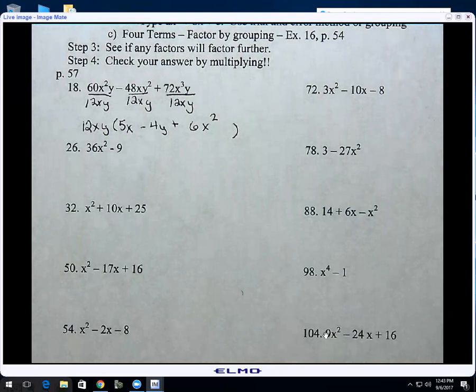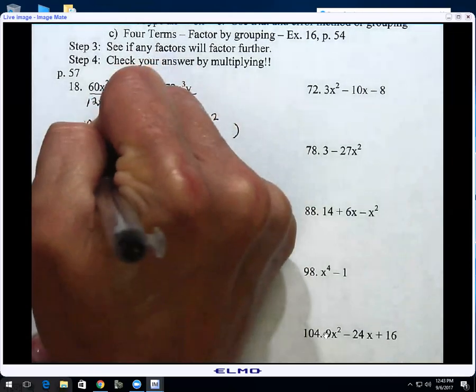Now, number 26. What's the first thing you ask yourself? Is there a greatest common factor? Now, the first thing I notice about 26 is, hey, that's the difference of two squares. 36x squared is a perfect square, 9 is a perfect square, and they're subtracted. So it is the difference of two squares, but it makes the problem easier if you factor the GCF out first. So don't skip that step, even if you recognize it as something else special. Still, always take out the GCF first.